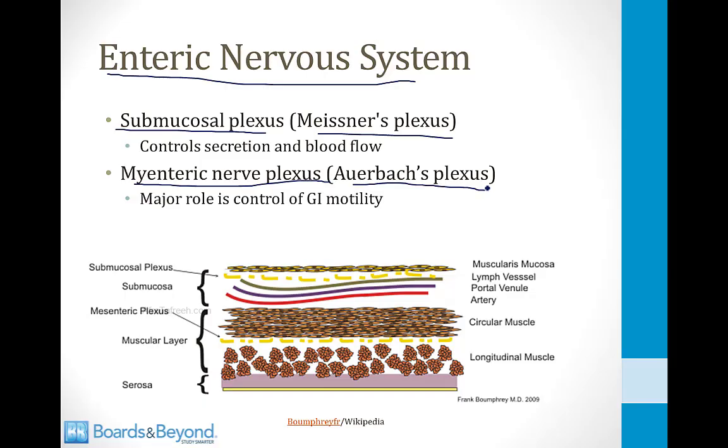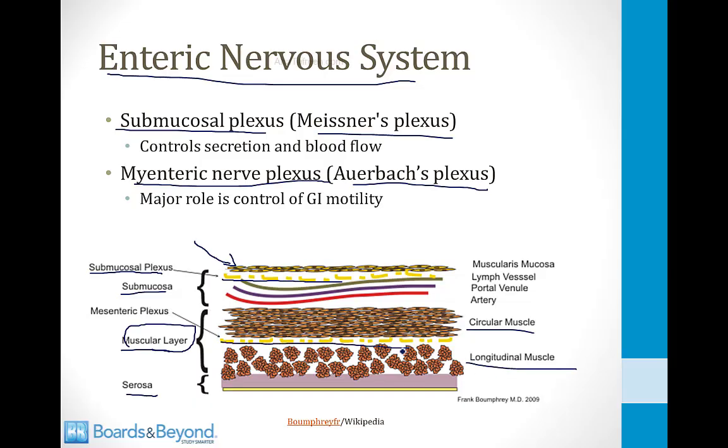plexus or Auerbach's plexus. If we look at this picture on the screen here, I've cut away the mucosa and just started with the muscularis mucosa here. We then have the submucosa, the muscular layer, and the serosa. The first plexus, Meissner's plexus or the submucosal plexus, is found just below the muscularis mucosa in the submucosa shown right here. The second nerve plexus, Auerbach's plexus, is found within the muscular layer between the circular muscles and the longitudinal muscles as shown right here.